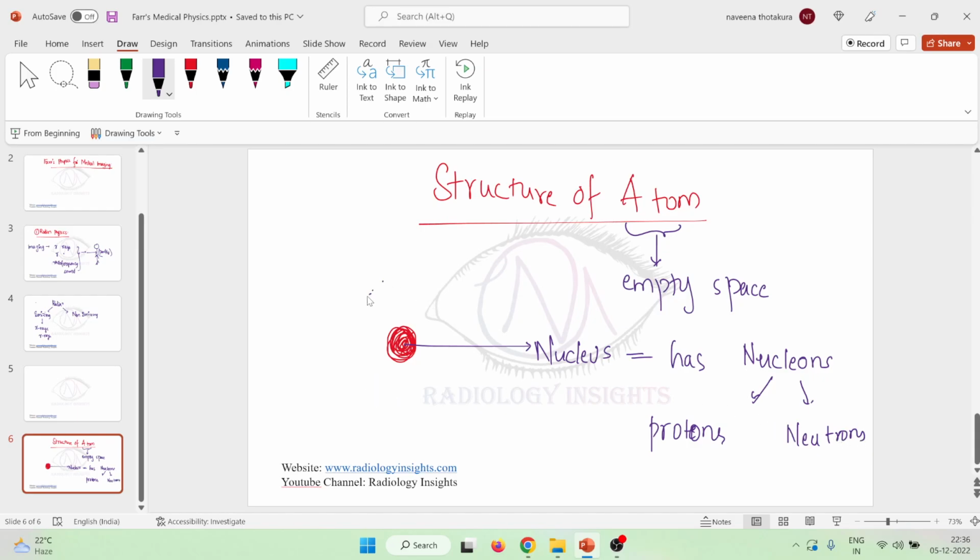Then surrounding the nucleus we have orbits, and inside the orbit you will see the electrons which are revolving around the nucleus. So these are electrons which are revolving around the nucleus.